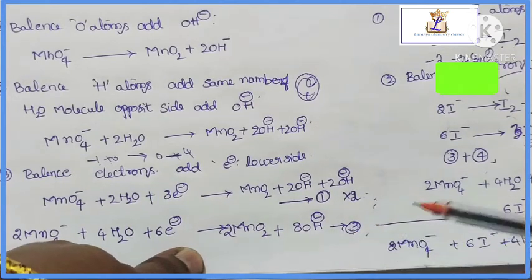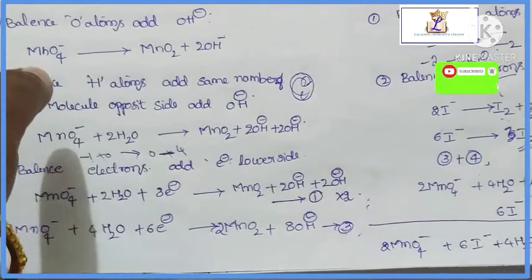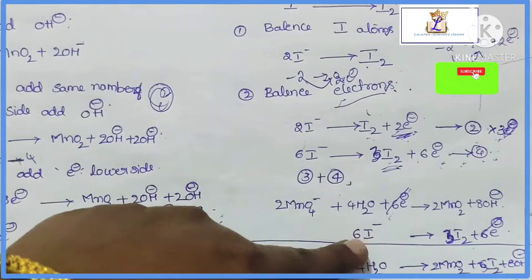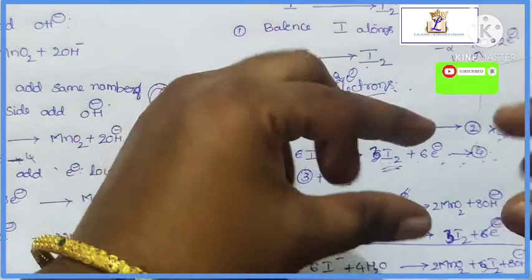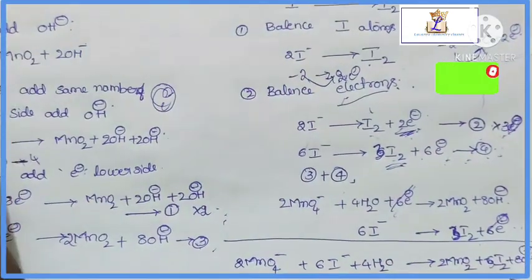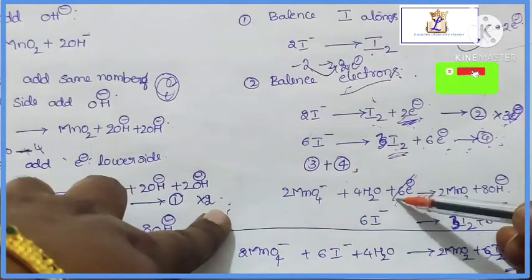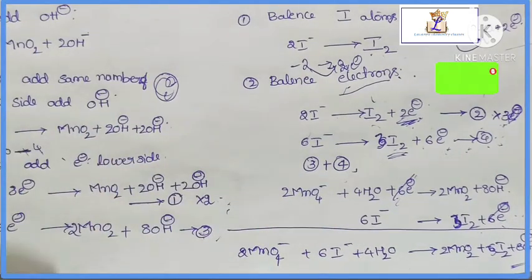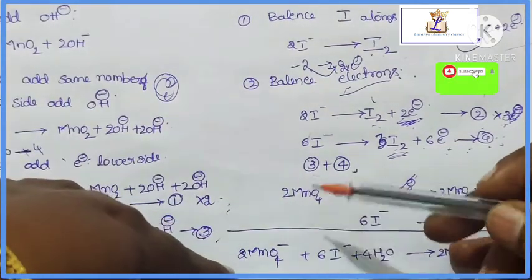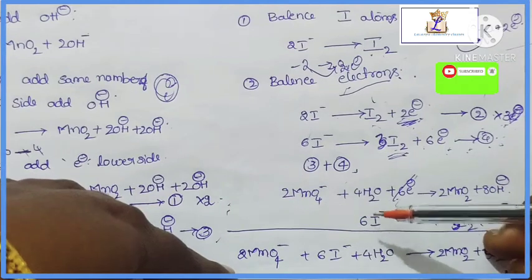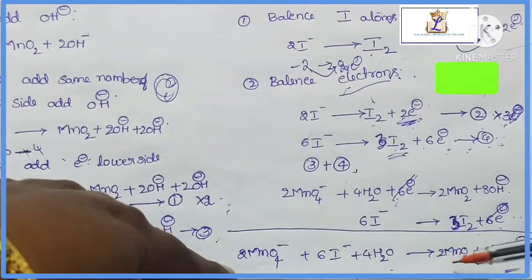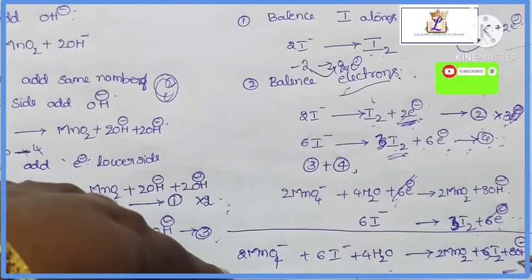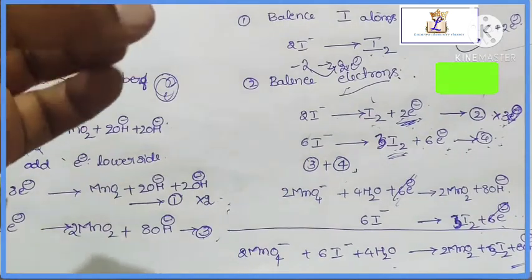And then you add both equations, 3 plus 4. The third equation is like this and the fourth equation is like this; these two equations can be combined, added. By adding, the 6 electrons on the left side and the 6 electrons on the right side cancel each other. So the remaining equation is 2 MnO4 minus plus 6I minus plus 4H2O gives 2 MnO2 plus 3I2 plus 8OH minus ions. And then we check whether the equation is balanced or not.